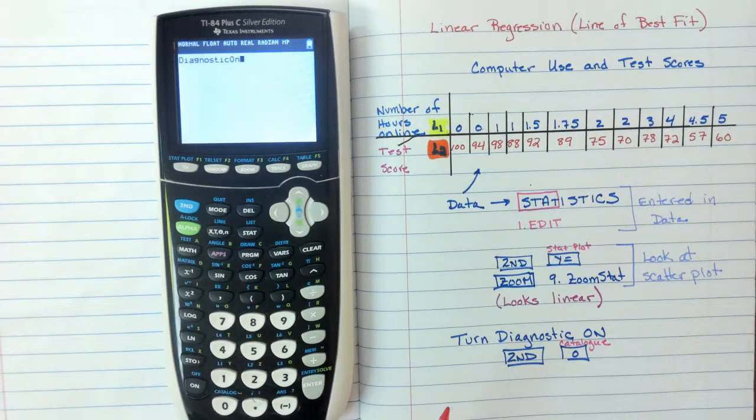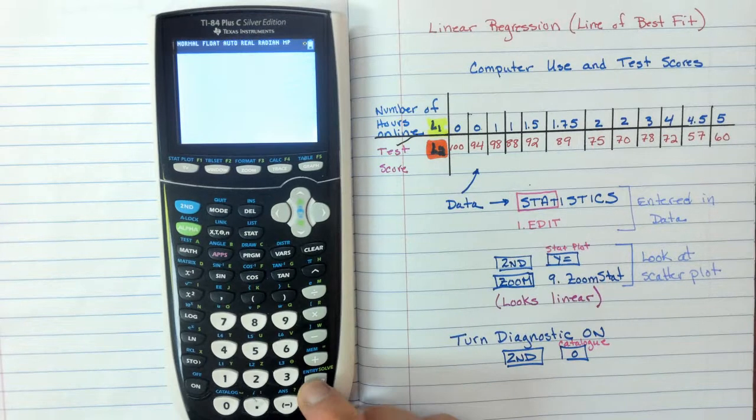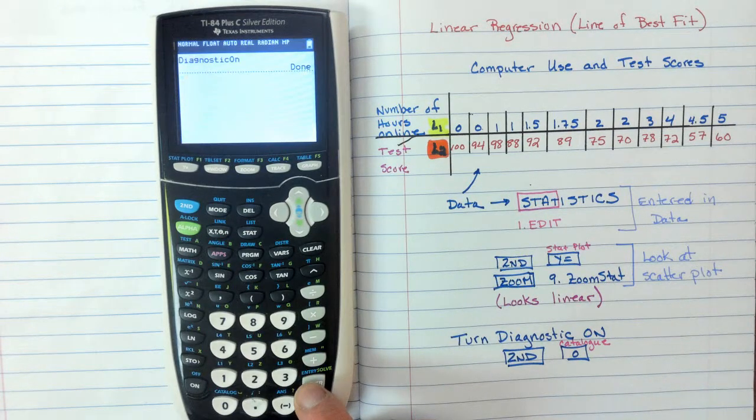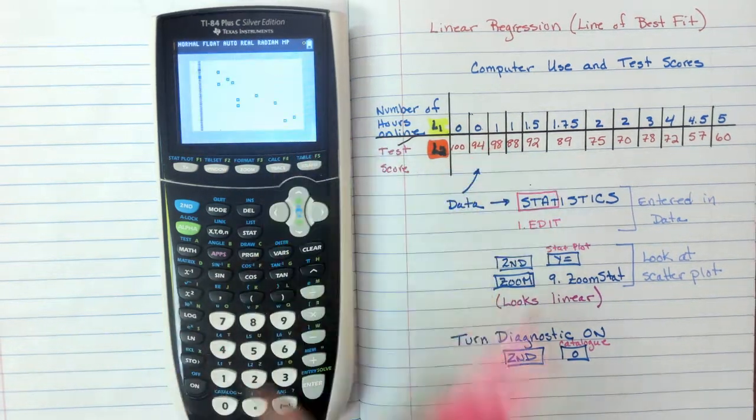Once you set this up, you don't have to do it again. And then I'm going to go enter and it says done. Okay, so you have to move it until it says done. Okay, so now let's go back and look at the graph.